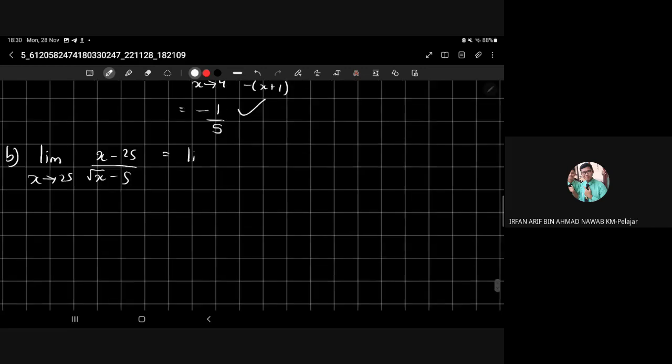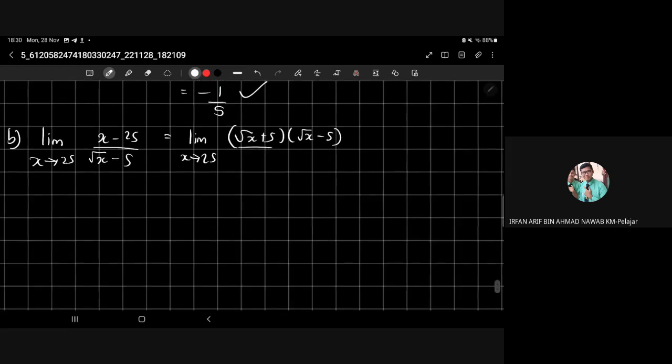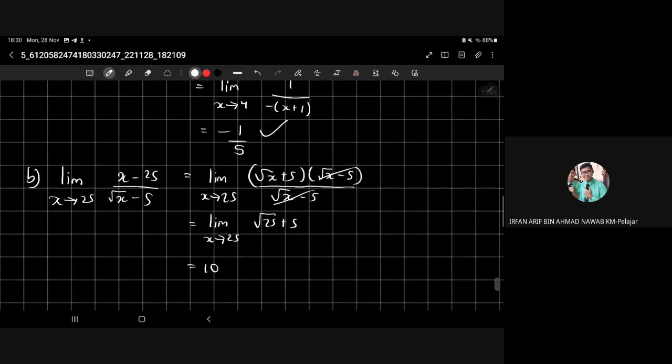So limit as x approaches 25, this will get square root of x plus 5, square root of x minus 5, divided by square root of x minus 5. So from here, you could simplify, then you could direct substitute into your new function. Then you will get 10. That is your new value, 10. Right? But if you want to directly multiply by its conjugate, then it's the same thing, honestly.